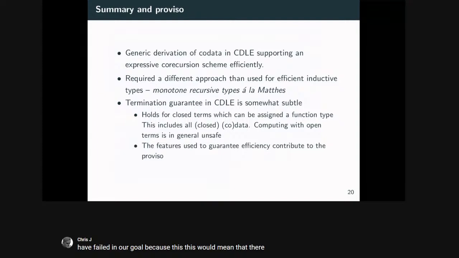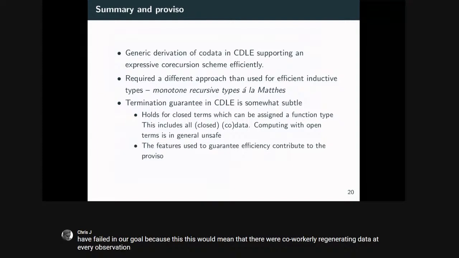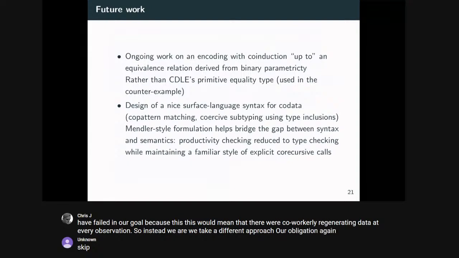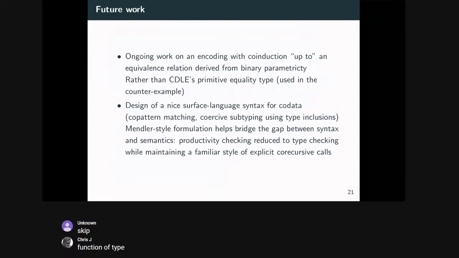Well, yes, this is a bit of a caveat, but the condition does hold for all closed terms of data and codata, all closed terms which we would consider as data and codata, but computing with open terms is in general unsafe. Indeed, the feature that we use to guarantee efficiency, one of the axioms in CDLE, contributes to this proviso. Now, for future work, we are actively working on an encoding that supports co-induction up to an equivalence relation that's derived from binary parametricity, rather than trying to do this up to CDLE's primitive equality type, which is what we use in the counterexample.